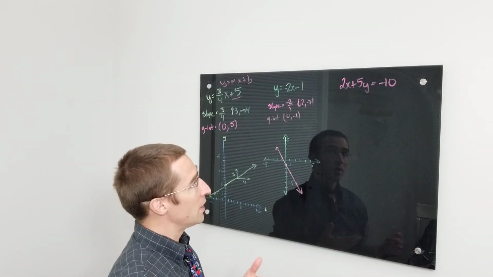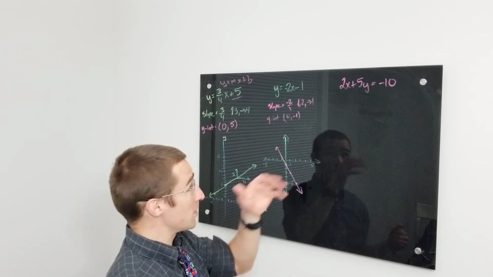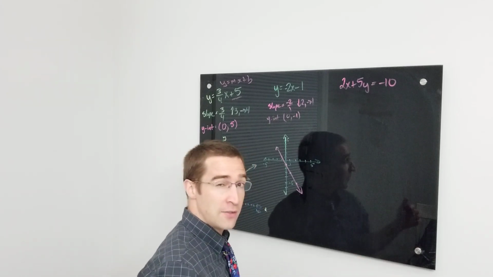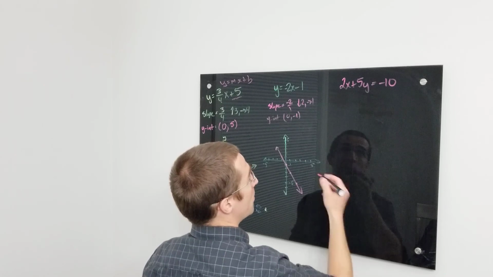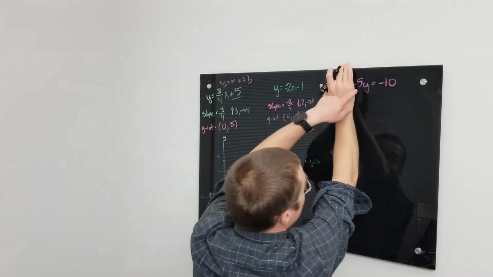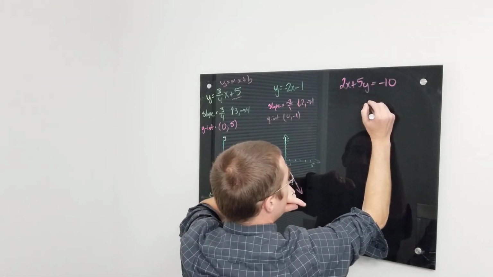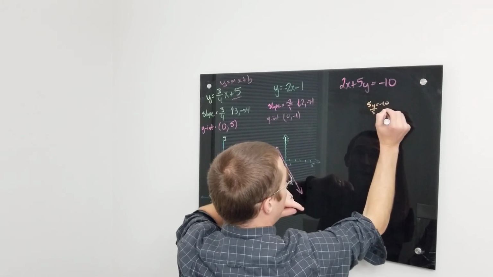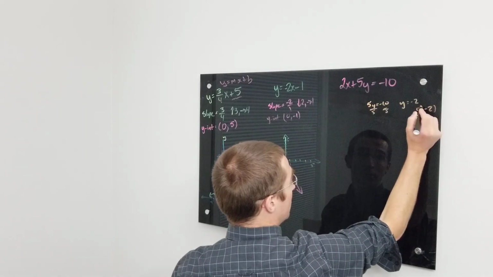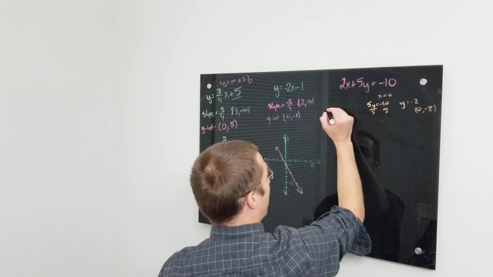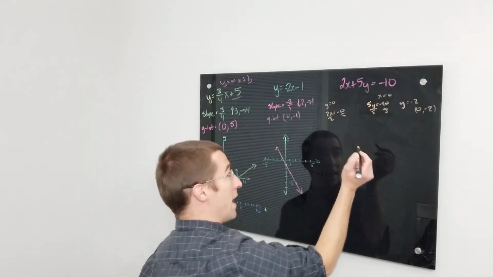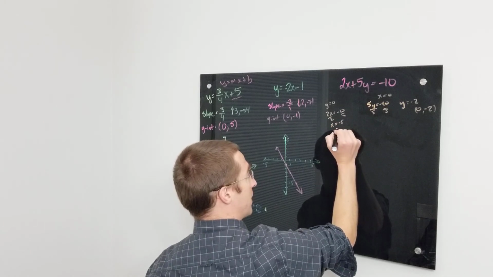One thing we can do is use the fact that it's really easy to solve for the x and the y-intercept. And how many points do we need for a line? 2. So if x is 0 for my y-intercept, then I get 5y equals -10. I can divide by 5, and I get y equals -2. So I get the point 0, -2. That's when x equals 0. And then if y equals 0, I get 2x equals -10. Solve that, and that gives me x equals -5. So I get -5, 0.